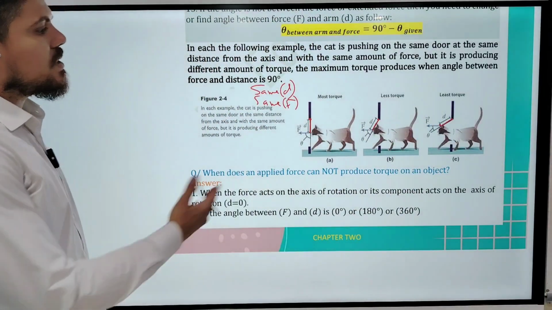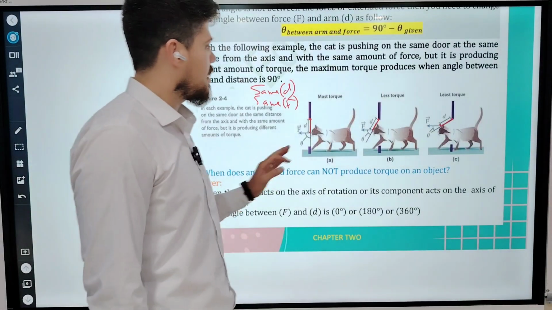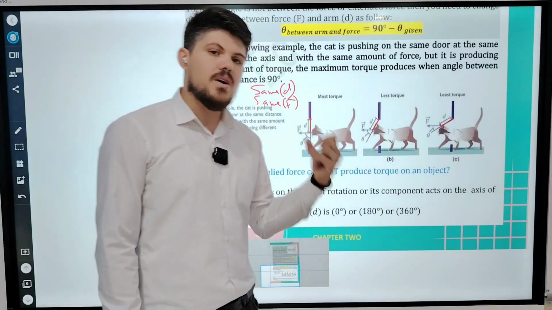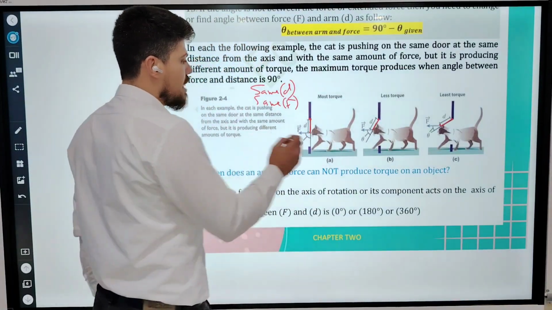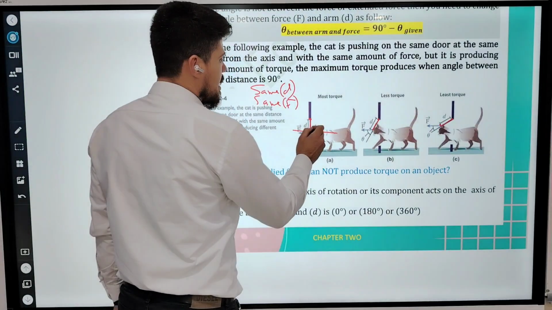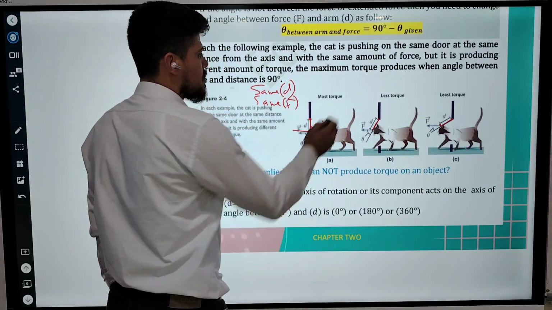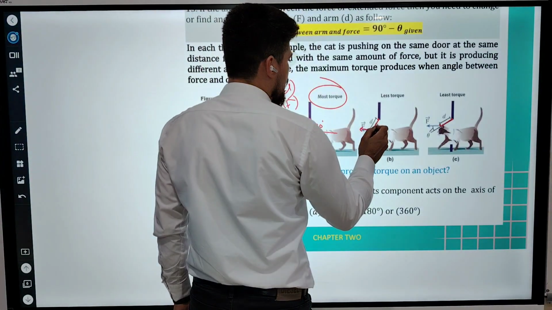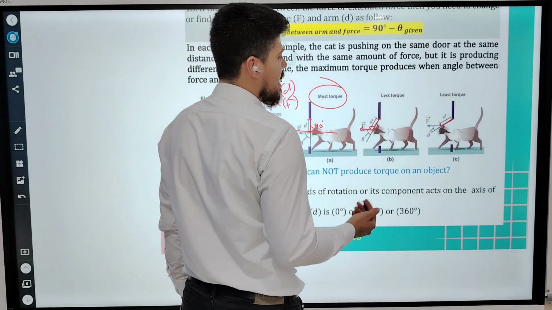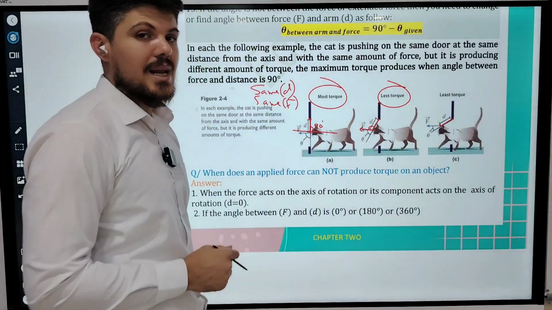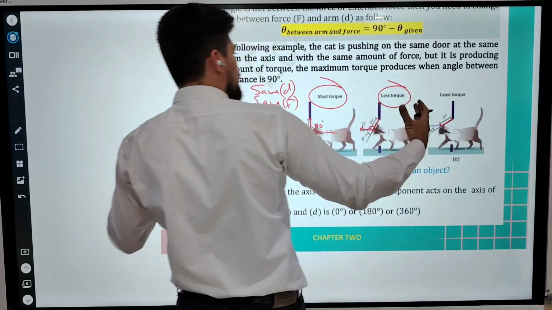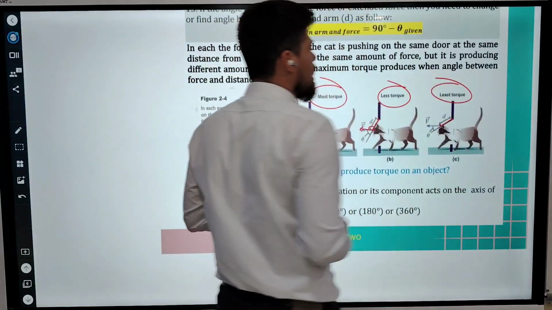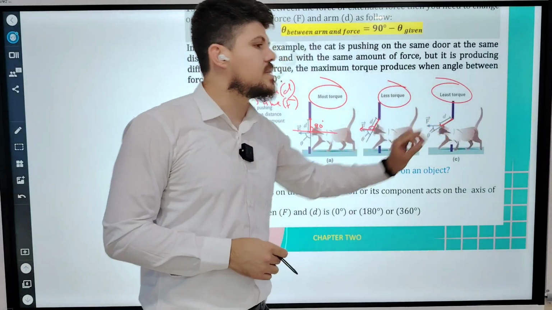But what is the difference between these three cases? The only difference between these three pictures, as you can see here, is the angle between the applied force and the lever arm. As you can see, this is the force of the cat. This force is perpendicular to the distance, yes, so it means that it produces the most torque. So, is this angle perpendicular? No, this is not perpendicular. This is more than 90, so that is why it produces less torque. So, if the angle increases or moves away from 90, the torque becomes less and less. So that is why it becomes the least torque.